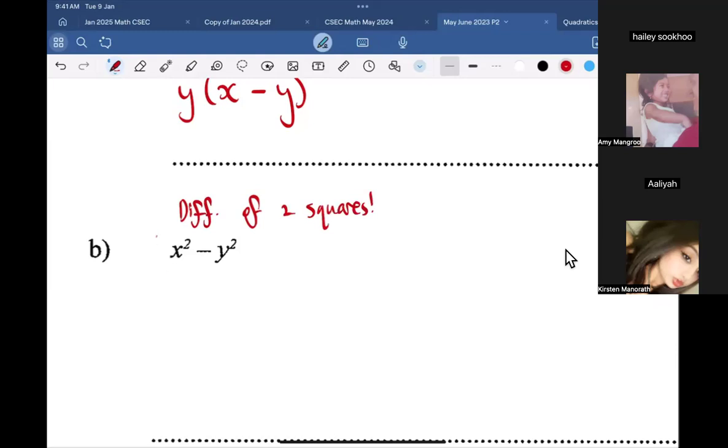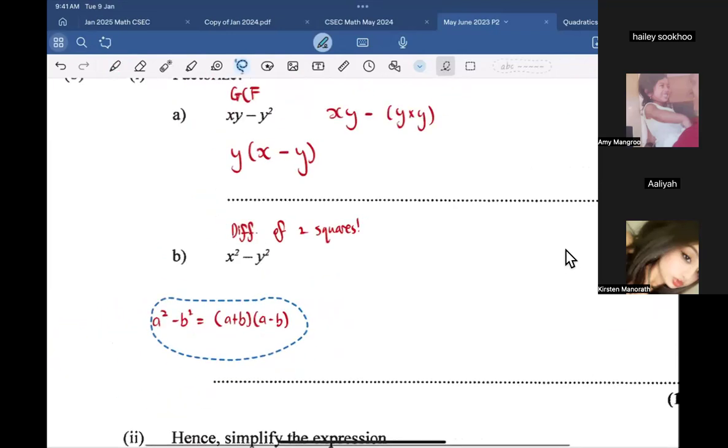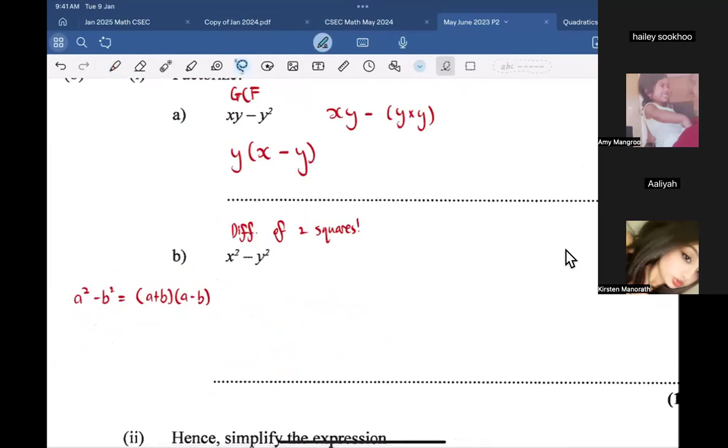So when we factorize a difference of two squares, there's a fixed form. If you have a squared minus b squared, that's equal to (a plus b) times (a minus b). And that's just something you had to learn off, right? So x squared minus y squared, just replacing the a and the b, would be (x plus y)(x minus y).